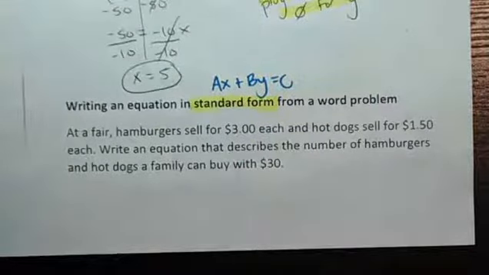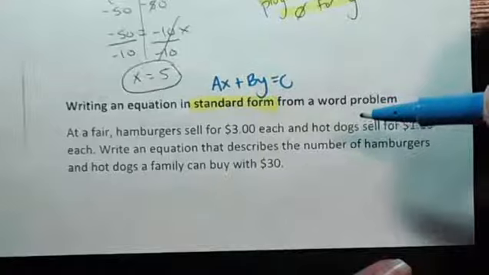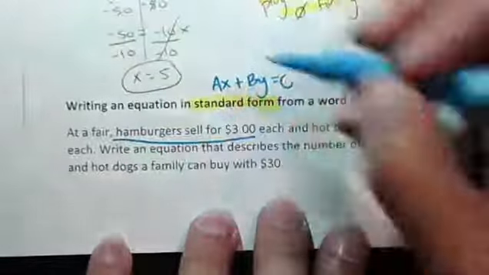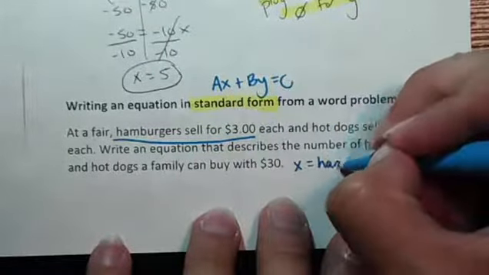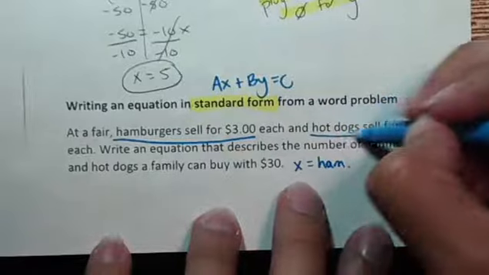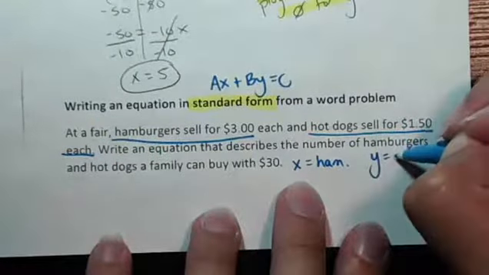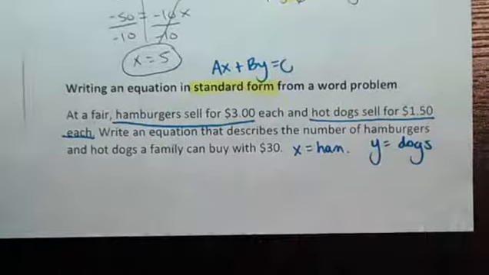So we need to identify two variables here, my x and my y. What are the two things that we're discussing or purchasing here? Okay, the first thing is hamburgers are $3 each. So we'll say x are the hamburgers. And hot dogs are $1.50 each. So we'll say y are the hot dogs. Go ahead and write an equation in standard form based off the information they give you. See if you can do that.